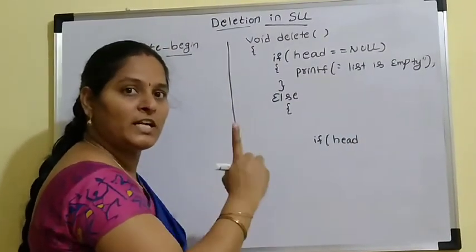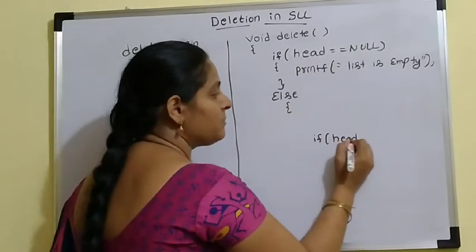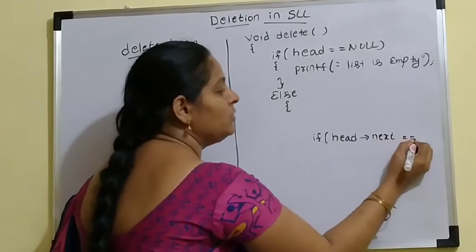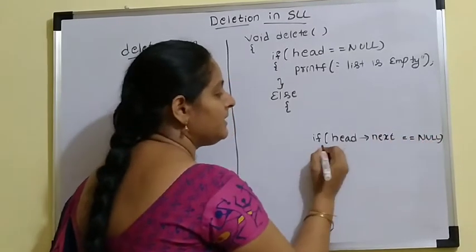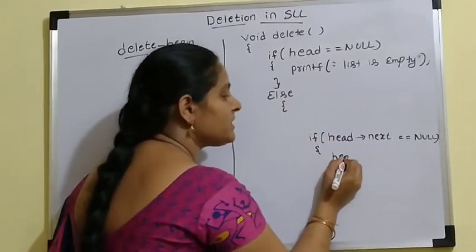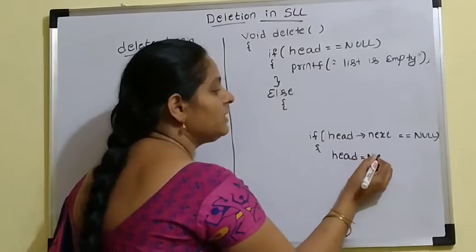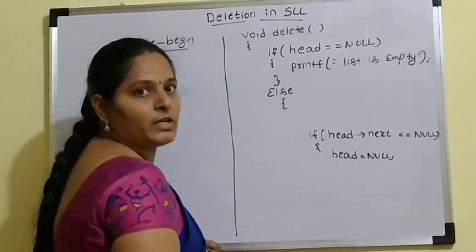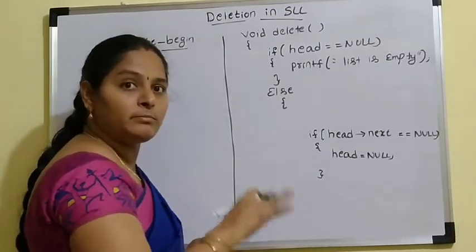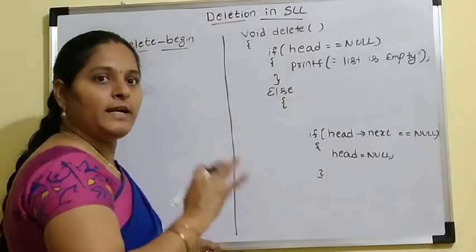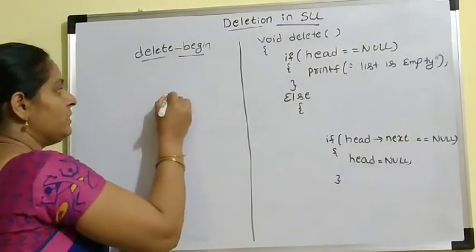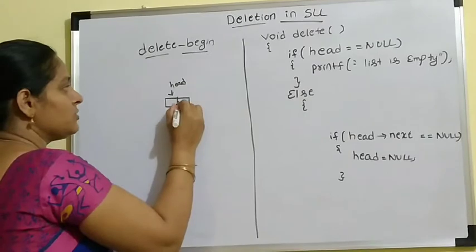Suppose your list contains one node, then how to delete it? Suppose head next equal to null, that indicates that there is only one node in the list. So how to delete that node? You just assign the null value to your head pointer. Suppose your list contains only one node, this node will be the head node as well as the last node.